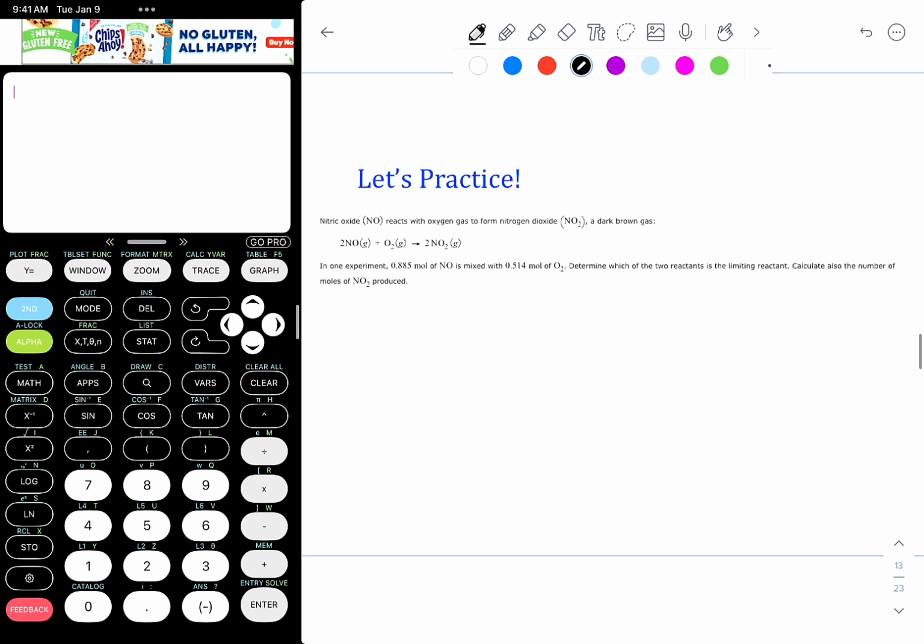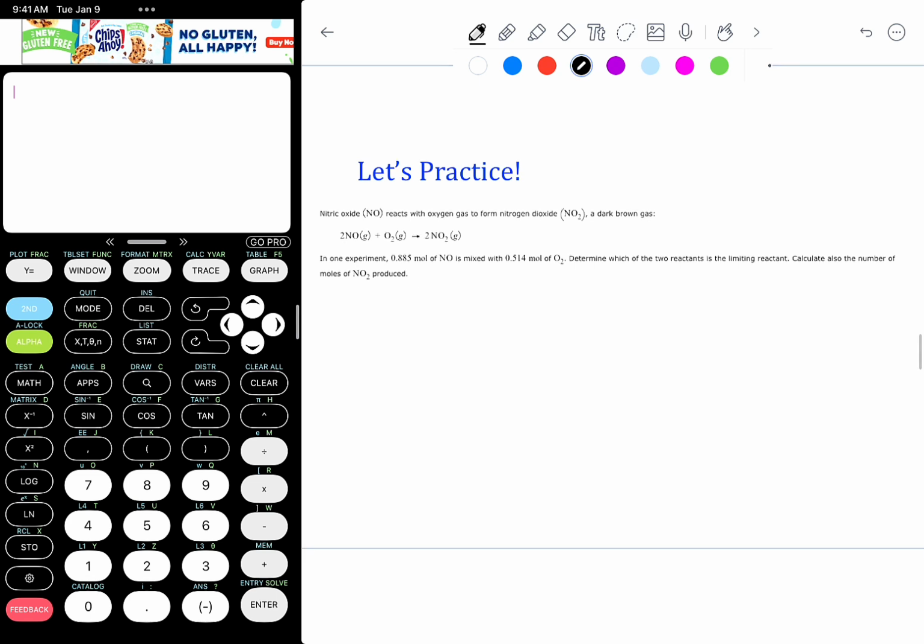And the best way to learn this is, again, through practice. And if you haven't noticed that from our lectures so far, we love to practice because that does show us how to do all these problems over and over again. So let's keep practicing. Our next problem says nitric oxide reacts with oxygen gas to form nitrogen dioxide.